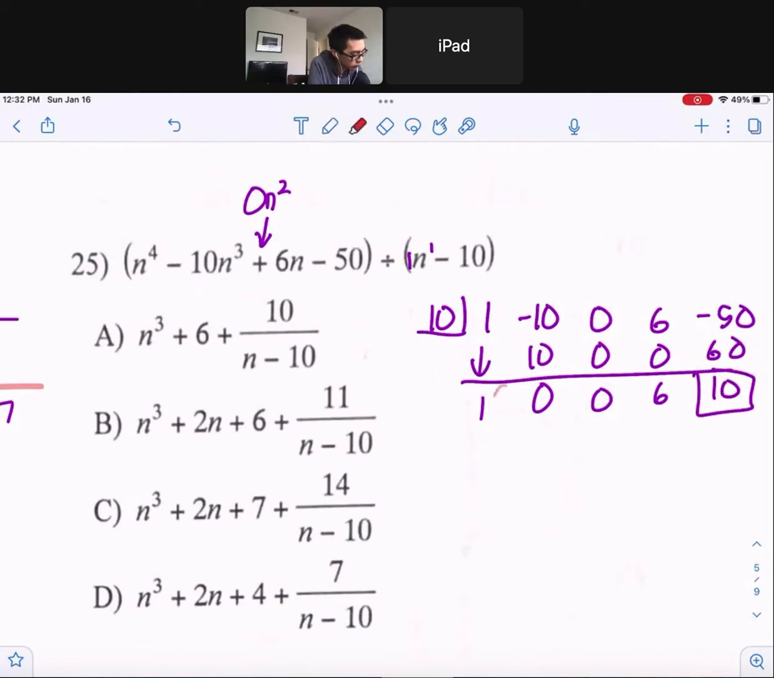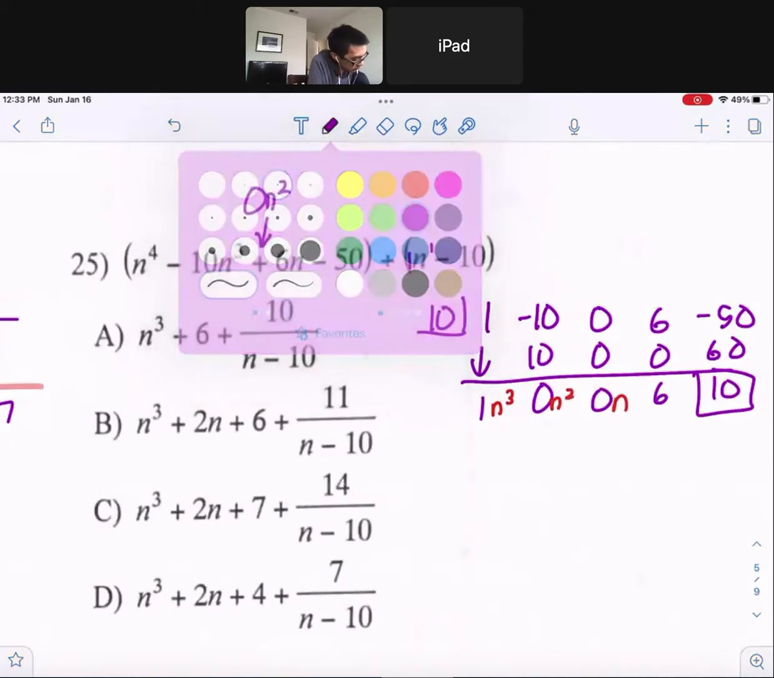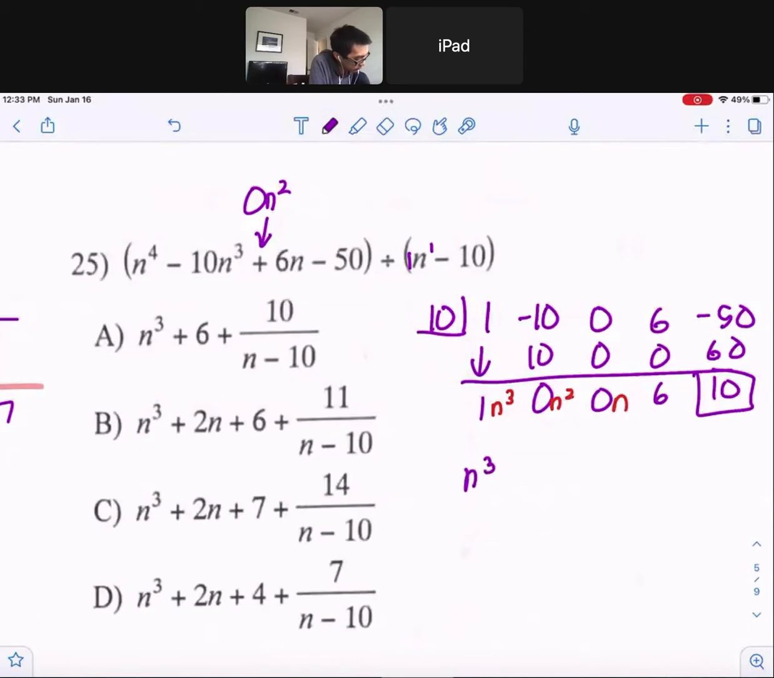Now remember, the degrees of these, or more precisely this one, is 1 less than what we started with. So that's n to the fourth, this is going to be n to the third, n to the second, and no n. So our final answer is going to be n to the third, and we don't have to write those because it's just 0, plus 6, plus 10, the remainder, over the divisor n minus 10. Which seems to be A. That one seems to be A.